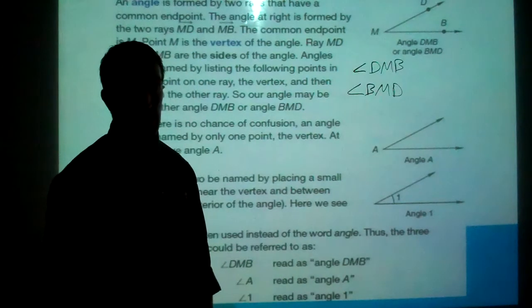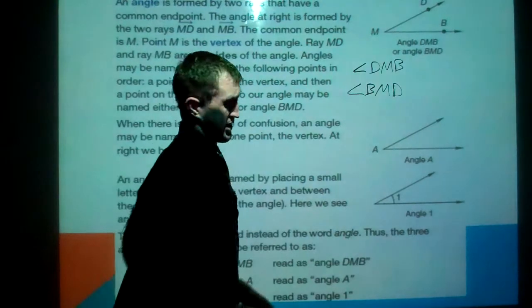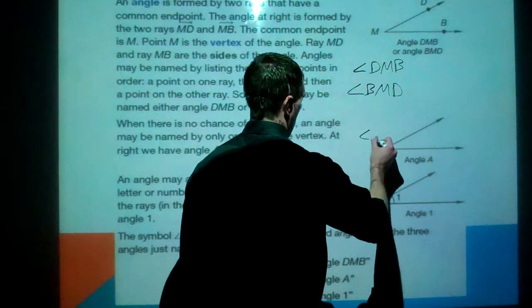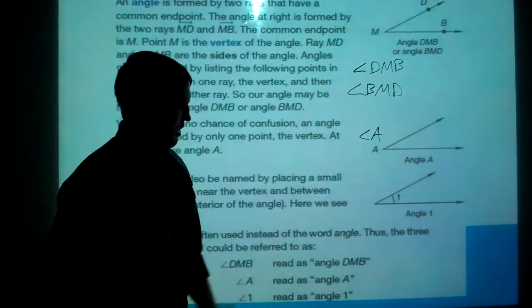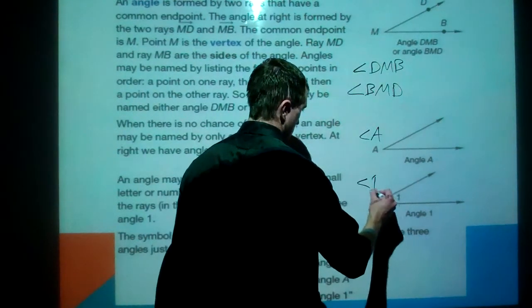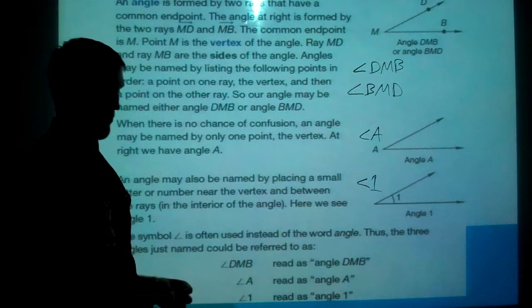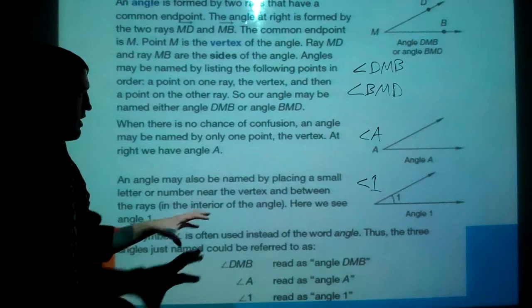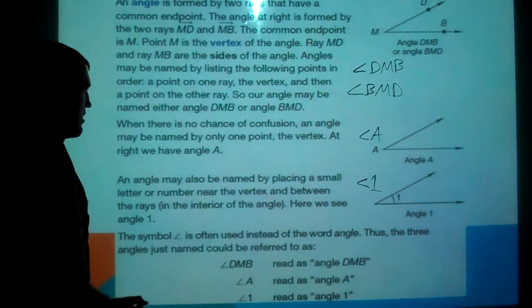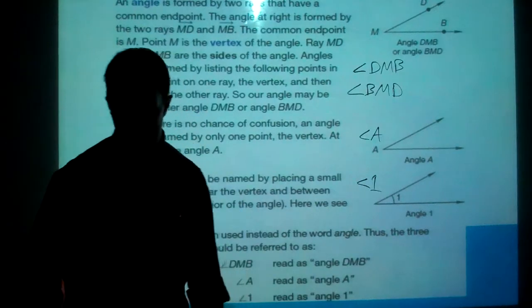However, if you have an angle such as this one, we could call this angle A. That'll save us some time. And angle 1. They're a little easier to name if they already have a label. So any of those would suffice. It just depends on what's given to you on the name.